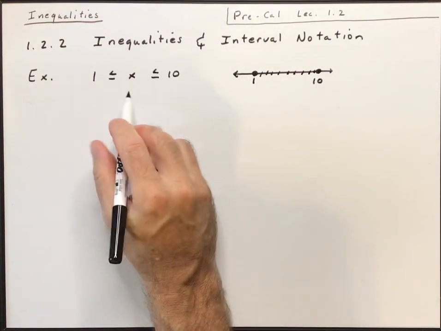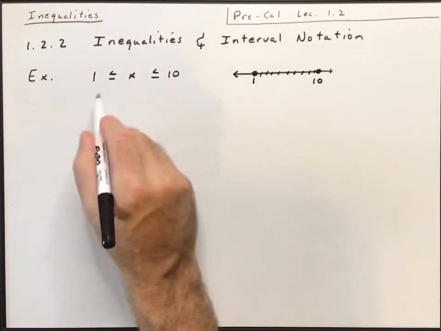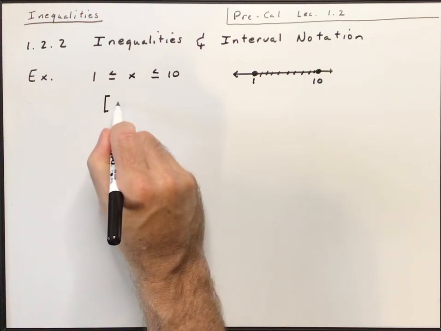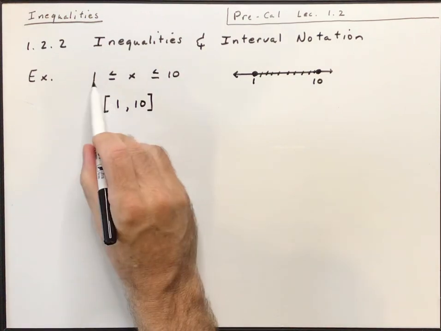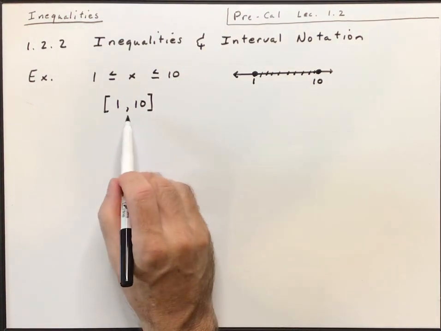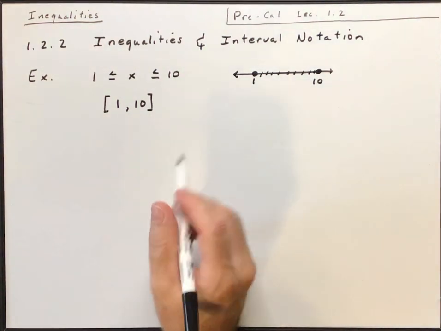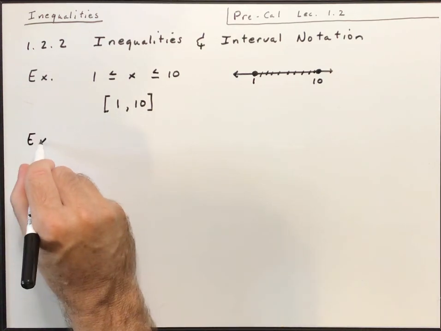Now, as an inequality, since they're both less than or equal to, we would use a bracket for both 1, 10. So that means both the 1 and the 10 are included in the interval. All right, let's try another one.